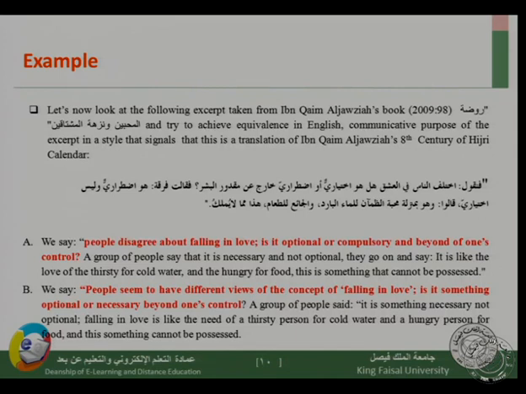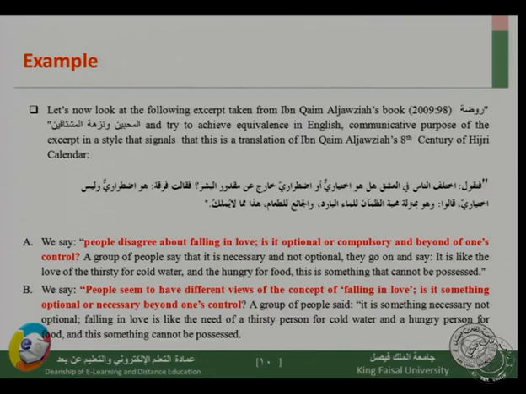Now look at what we have done, A and B, and you can see the difference. We say, people disagree about falling in love. Is it optional or compulsory and beyond one's control? We say, people disagree about falling in love, comma. Is it optional or compulsory and beyond one's control?